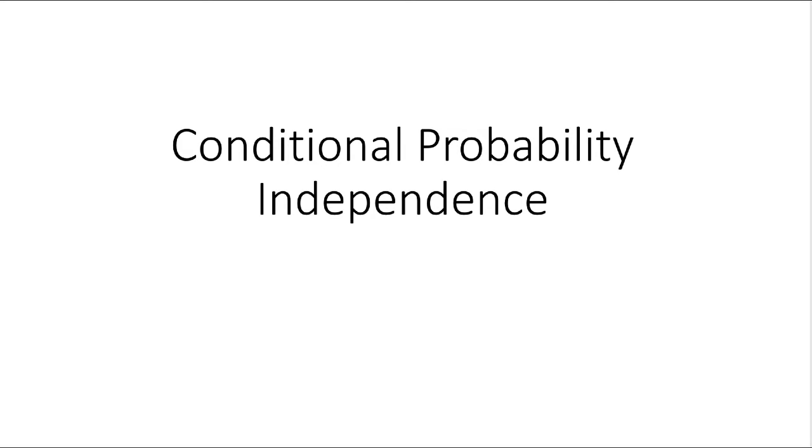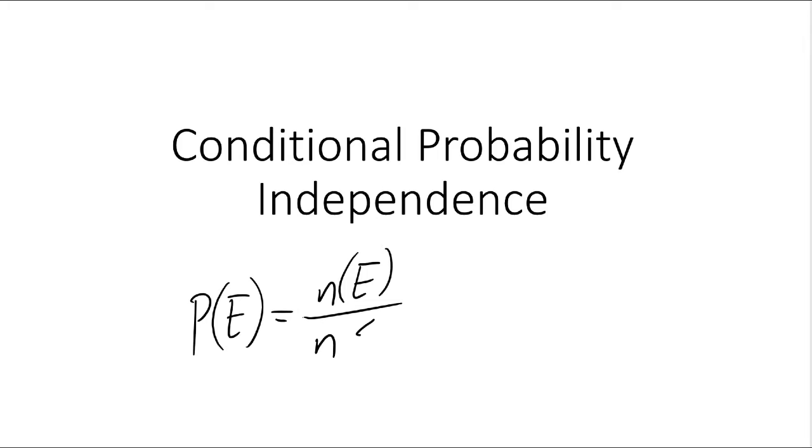Welcome back. In this video, we're going to be talking about conditional probability and independence. As a reminder, we defined probability last time as P of E, the probability of an event E, is the number of elements in event E, N of E, divided by the number of elements in the sample space, N of S. And typically the number of elements in the sample space is the universal set.